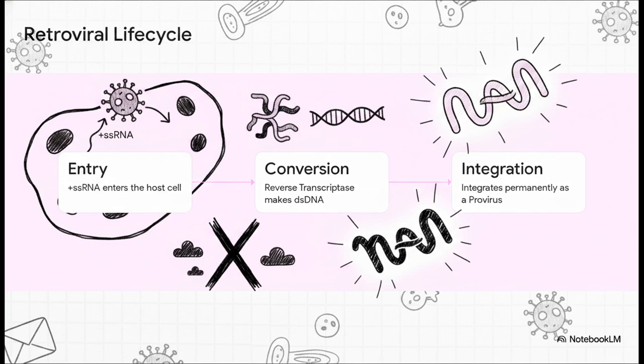And here's the truly terrifying part, step 3. That newly minted DNA integrates permanently into the host's own chromosome as a provirus. Your own enzymes transcribe it. It essentially becomes a permanent, hardwired part of the infected cell.